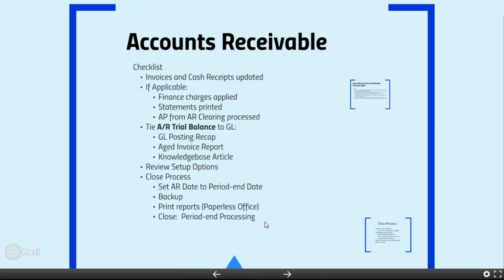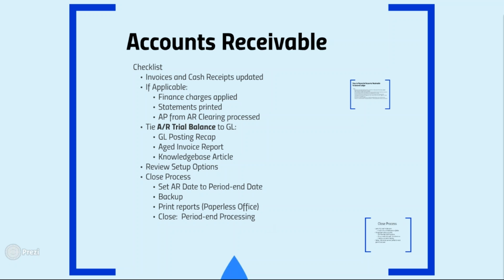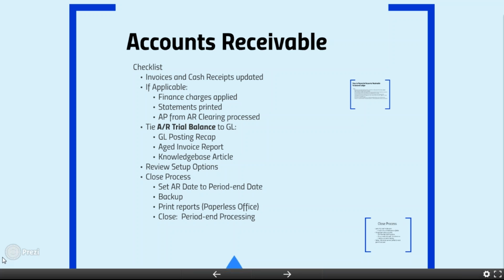The checklist for closing accounts receivable begins with making sure that everything has been entered and updated. This includes invoices and cash receipts. If you send finance charges to your customers, make sure that those are processed and applied. If you send statements, make sure your statements are printed. And if you have accounts receivable customers that are the same as your accounts payable vendors and you have them linked to net the invoices, make sure that you do the AP from AR clearing before closing the accounts receivable module. Then you're ready to balance your accounts receivable to the general ledger.